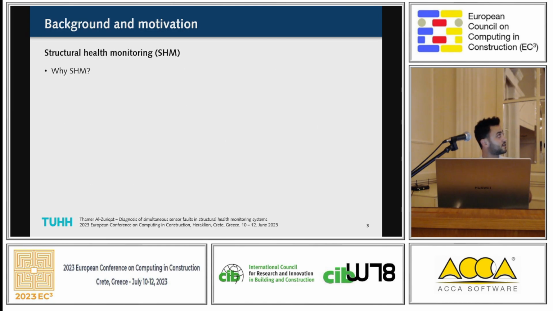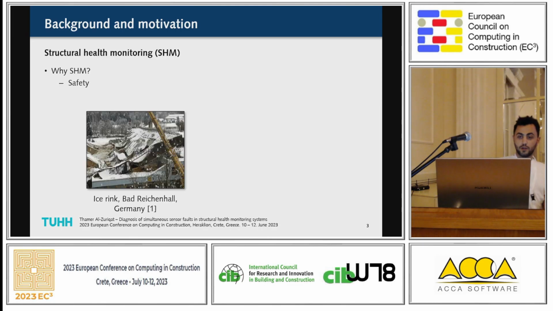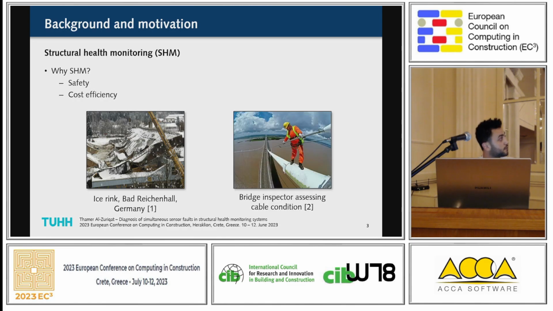Now, why do we use SHM systems? The first, main goal of SHM systems is safety. We don't want scenarios like this where structures fail, because, for example, this is a riding hall in Germany that failed because of a snow overload on the roof. The other reason we use SHM systems is cost efficiency. Here we can see one of our colleagues inspecting a bridge, and this is a visual inspection. For me, until now, I think SHM systems cannot replace visual inspections yet, but they complement them.